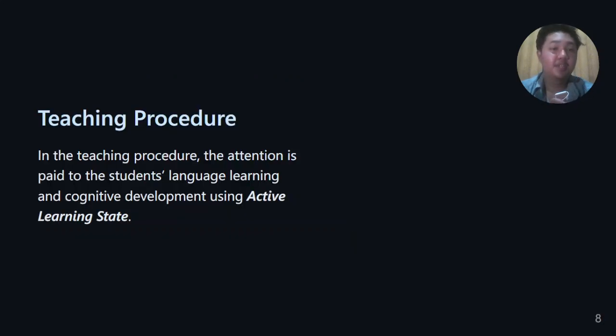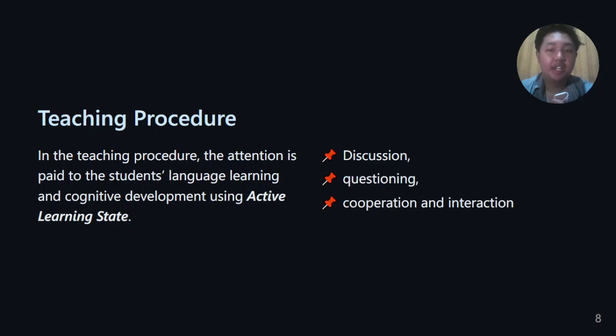Next is the teaching procedure. Now the teaching procedure needs to have an active learning state, because they want the cognitive development to have an active learning state. They will have discussion, questioning, cooperation, and interaction. All have an active learning state.